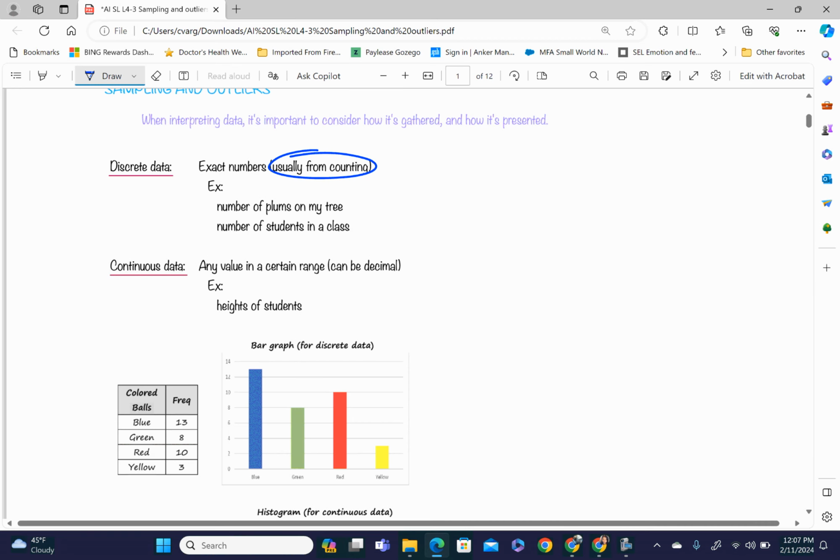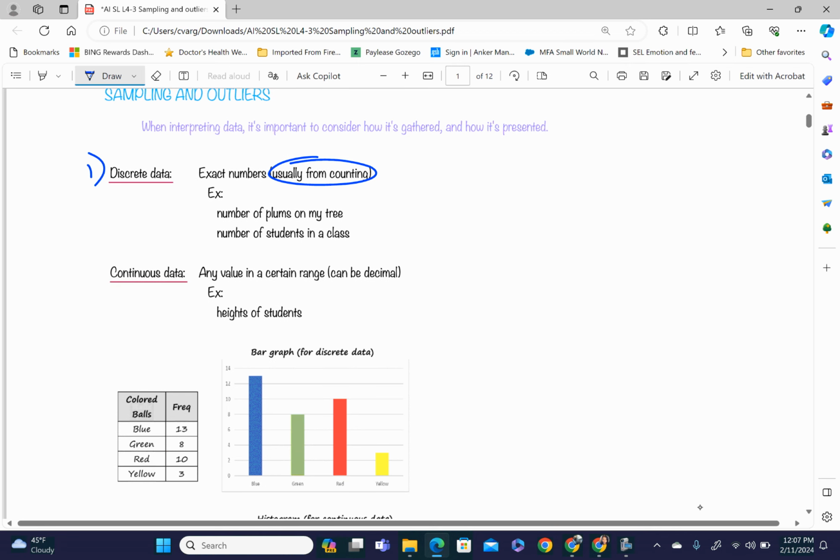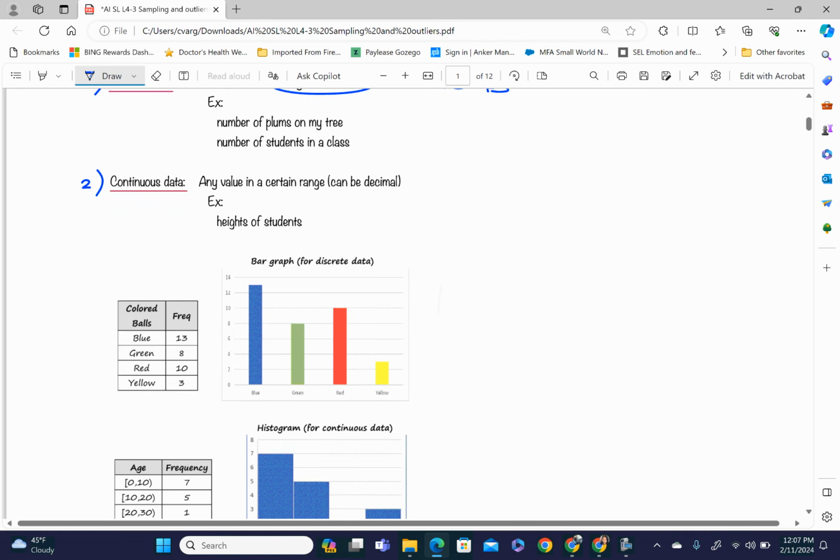So there are different types of data. One example is called discrete data, which is exact numbers. We use this to count, right? So this is the number of students in the class. You could say number of favorite colors in the class, number of grapes that you're eating. So it's exact numbers. These are whole numbers. They're not decimals. Continuous data, though, can be a decimal, is any value in a range.